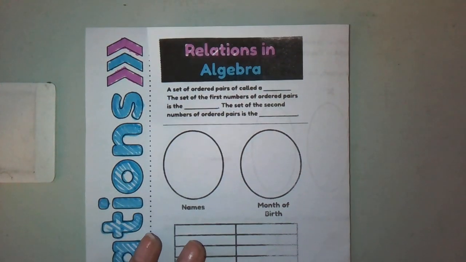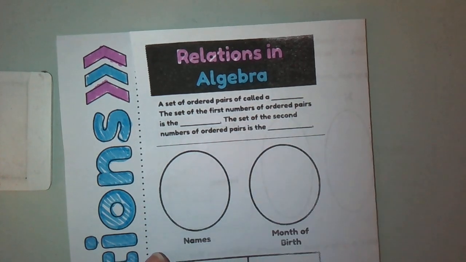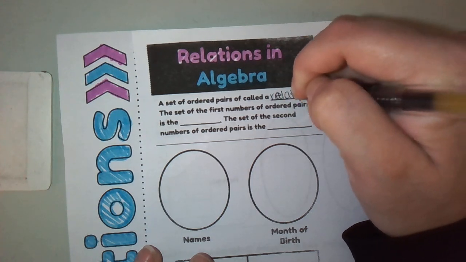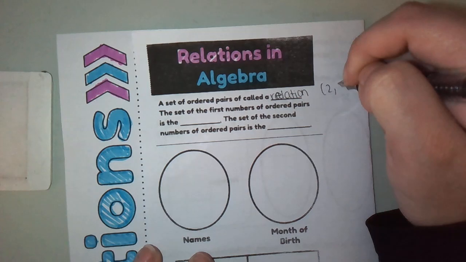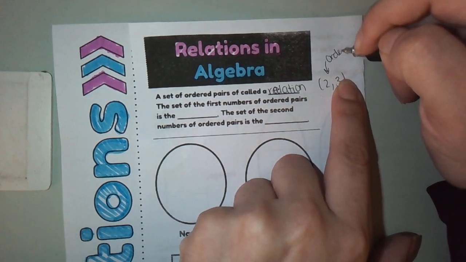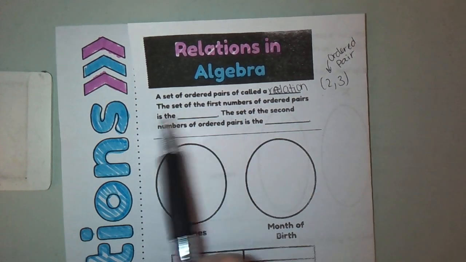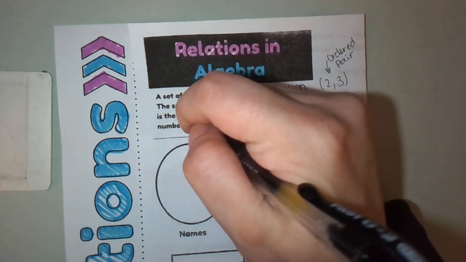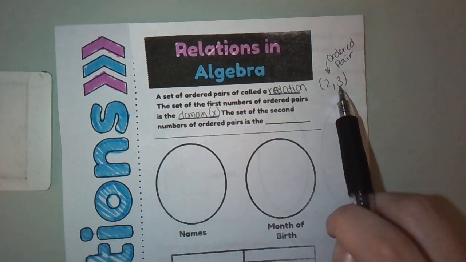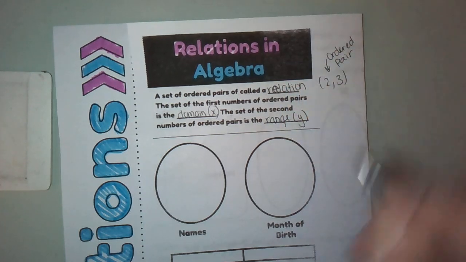Here we talk about just a couple of definitions. We say a set of ordered pairs is called a relation. Relation. That would be that ordered pair. The set of the first numbers is called the domain. That would be our x number. And the set of the second numbers, that second number, we're going to call that the range. That would be our y value.